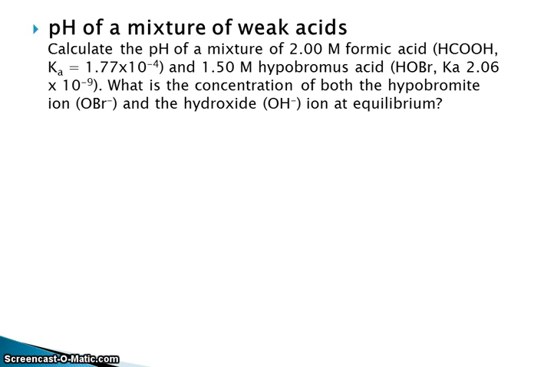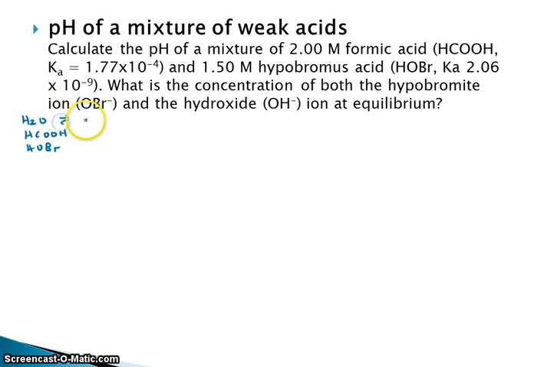So we're going to do the same steps that we did in our last problem. Our first step is going to be to list the major species in the solution. So we have water, formic acid, and hypobromous acid. So we'll write out those dissociations.